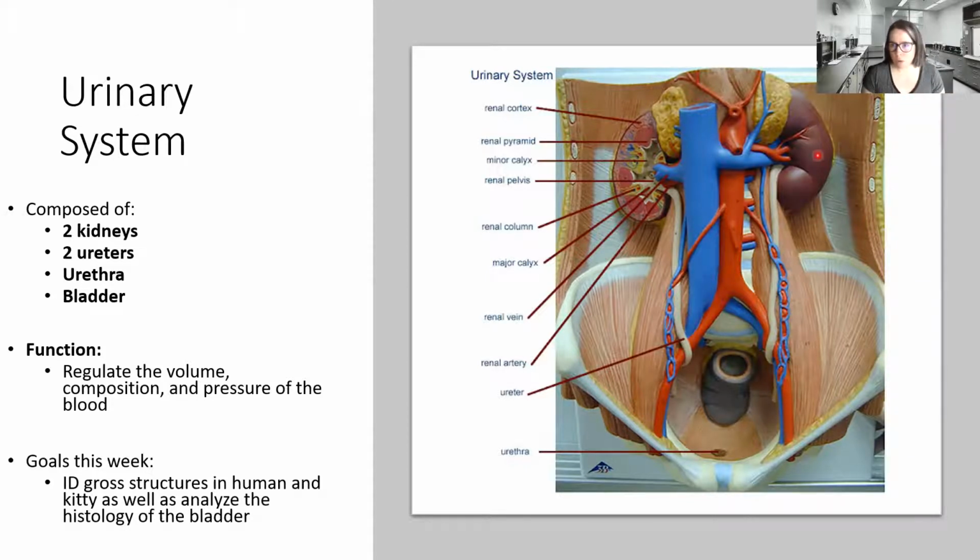Now, this system is composed of two kidneys. Remember, they're retroperitoneal, so they're outside of the peritoneal cavity. They each have their own ureter, which is going to drain the urine down to the bladder, which is removed from this particular model. And then you will exit through the urethra. So the goals for this week are to not only be able to recognize these major structures and these major organs and the structures within them, but also to identify several structures within the pig kidney as well.